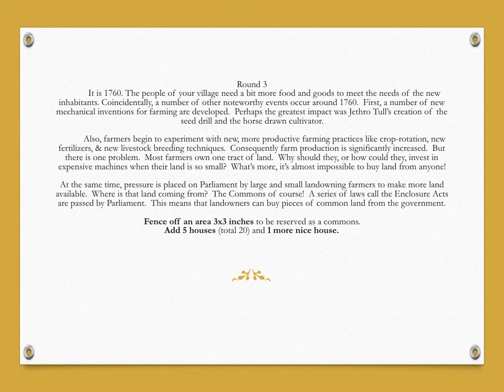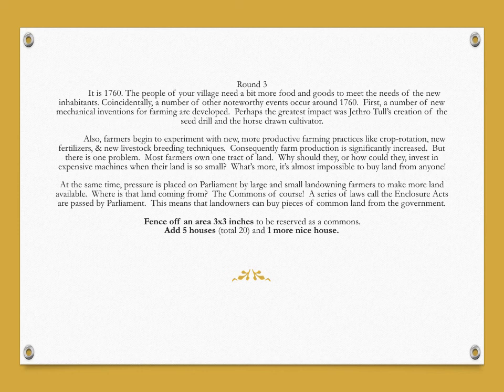Round 3. It is 1760. The people of your village need a bit more food and goods to meet the needs of the new inhabitants. Coincidentally, a number of other noteworthy events occurred around 1760. First, a number of new mechanical inventions for farming are developed. Perhaps the greatest impact was Jethro Tull's creation of the seed drill and the horse-drawn cultivator. This is the Second Agricultural Revolution. Also, farmers begin to experiment with new, more productive farming practices like crop rotation, new fertilizers, and new livestock breeding techniques. Consequently, farm production is significantly increased.